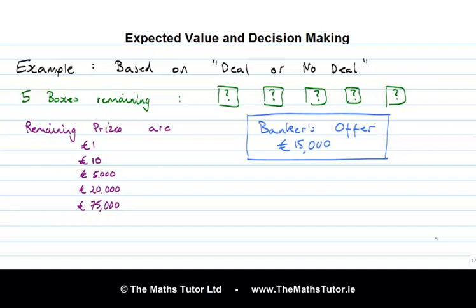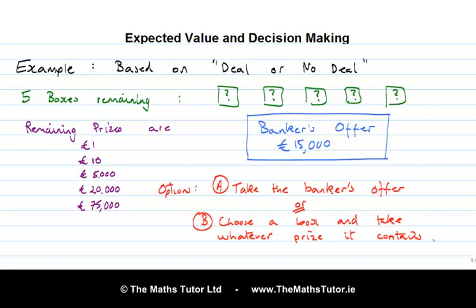And you have a decision. You can either accept the banker's offer and finish the game, so you walk away with €15,000, or you can play on. And playing on means choosing one of the boxes and taking whatever is inside that box. Whichever of those 5 prizes is inside the box that you choose is the one that you go home with. So these are your 2 options. Option A is to take the banker's offer, and option B is to choose a box and take whatever prize it contains. So which of these 2 options should you take?